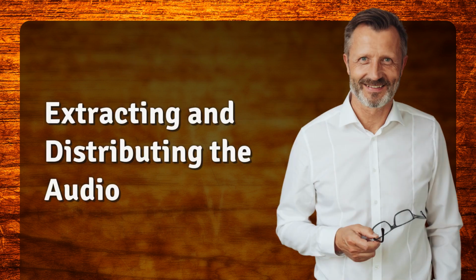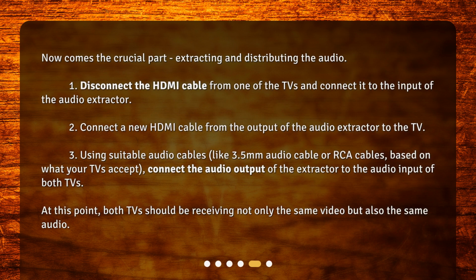Extracting and distributing the audio. Now comes the crucial part, extracting and distributing the audio. 1. Disconnect the HDMI cable from one of the TVs and connect it to the input of the audio extractor. 2. Connect a new HDMI cable from the output of the audio extractor to the TV. 3. Using suitable audio cables, like 3.5mm audio cable or RCA cables, based on what your TVs accept, connect the audio output of the extractor to the audio input of both TVs. At this point, both TVs should be receiving not only the same video but also the same audio.